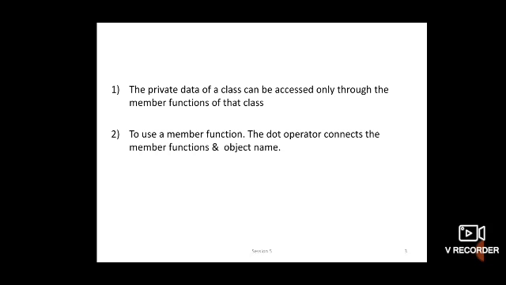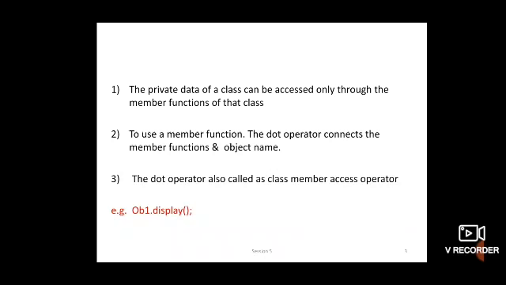Now see how to access the member function: object name, dot, function name. Join these two things using the dot operator. The dot operator is also called the class member access operator. Just see ob1. What is this ob1? ob1 is an object name. See here the dot, and then display with open and close brackets. The open and close brackets indicate a function. So: object name, dot, function name in open and close brackets, then semicolon. Understood?